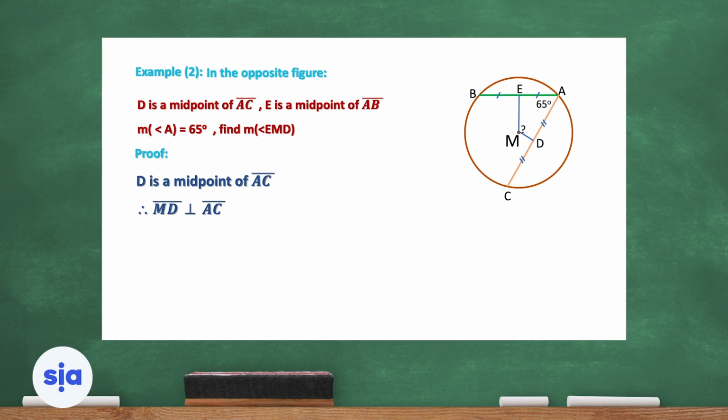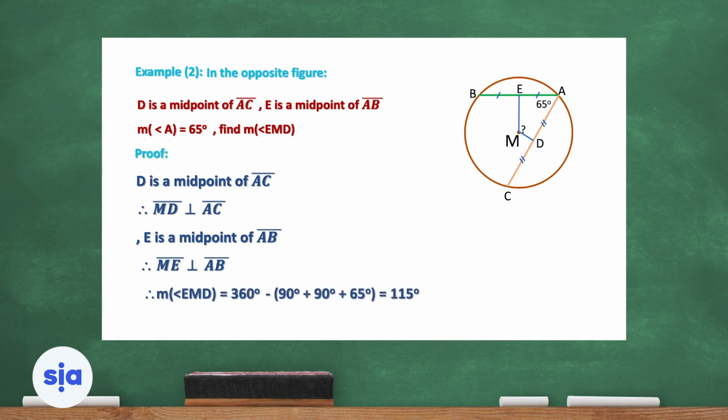ME passes through the center and is a midpoint of AB. Then ME is perpendicular to AB.